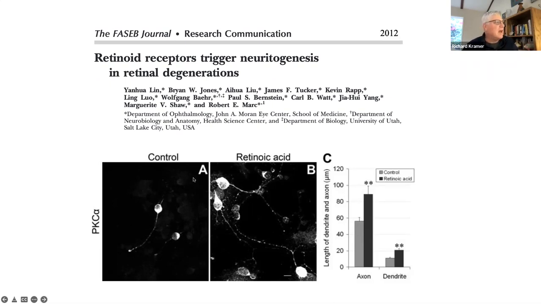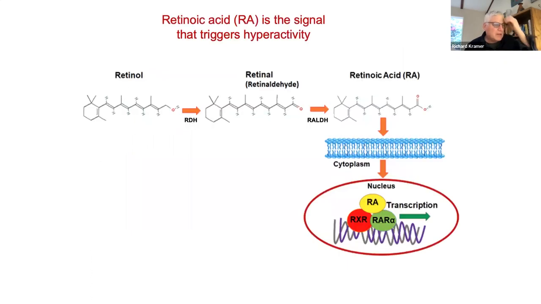And this is just a diagram of cultured bipolar cells that have been dissociated from the retina, and by applying exogenous retinoic acid, you can get them to grow new axons, new dendrites. They also had results showing you can block the sprouting of dendrites in this mouse model that I mentioned. So that got us thinking maybe the hyperactivity we see is also a consequence of retinoic acid. And so before I start showing you some of the evidence for that, I should tell you how retinoic acid is made and something about the retinoic acid pathway.